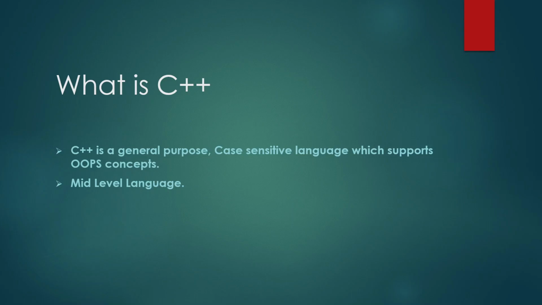Now where do we use the C++ language? Basically there are four areas where we can use C++, which include Windows applications, client server applications, device drivers, and embedded firmware.